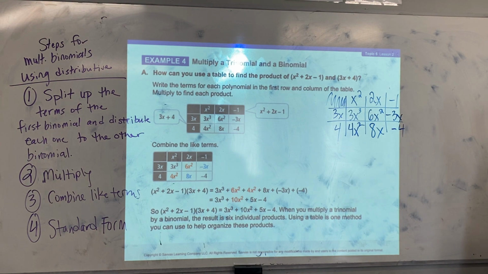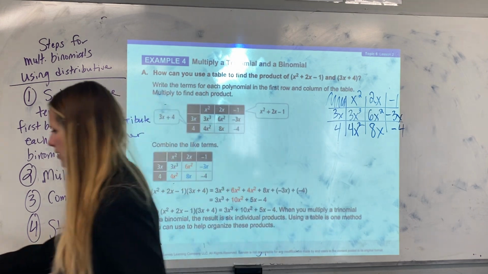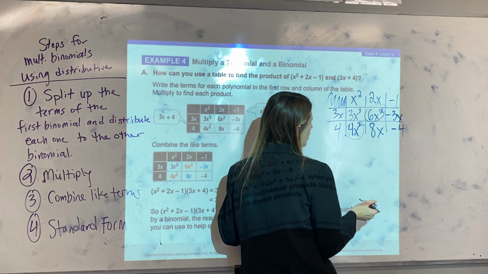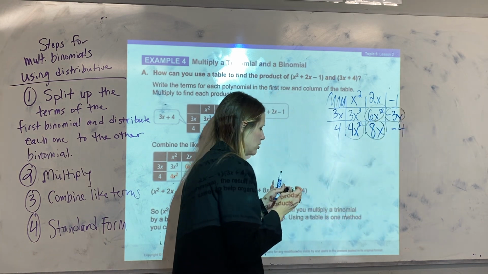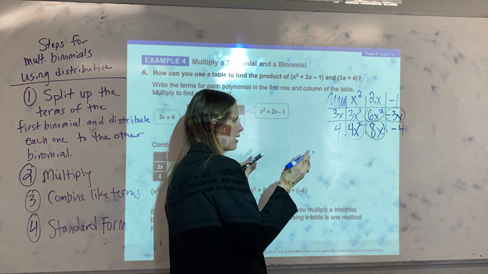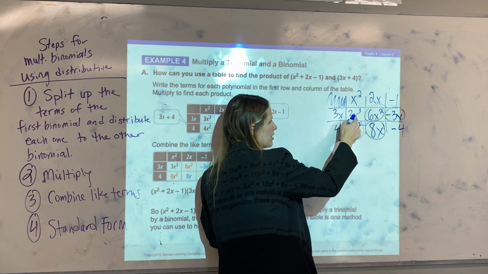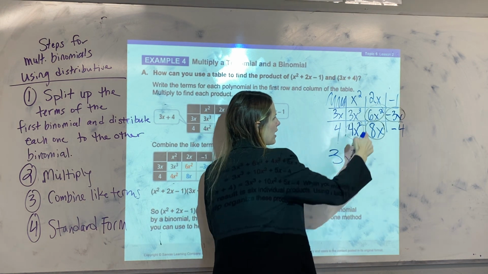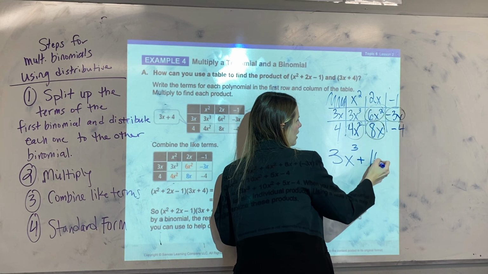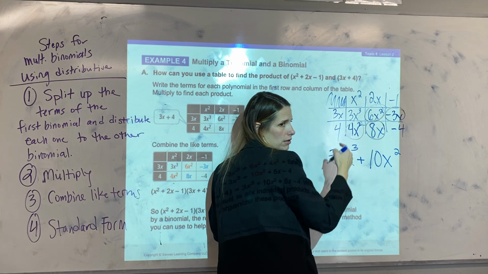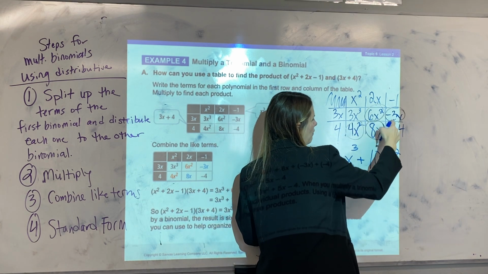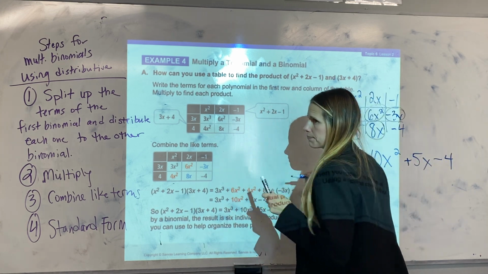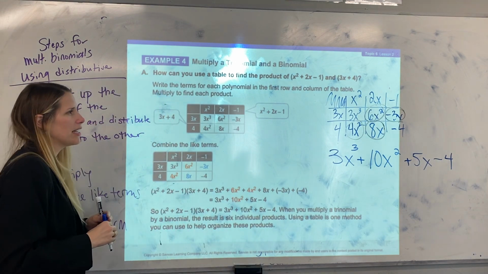Now we're just going to take a look at our terms, see if anything is alike. I've got a 4x squared and another x squared term here. And I've got an x term and an x term. So I've got 2 pairs that can be combined, not all together, but separately. I start with my highest degree, which is my x cubed. And then I go down to my x squareds, and I can combine those to get positive 10x squared, 4 and 6. And then I can combine my x terms to get positive 5x, and then I just have my constant. That's it.